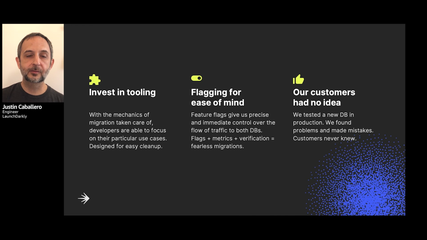We applied flags for peace of mind. Being able to have the flags to control the behavior of your application immediately, plus metrics to see what it's doing, plus verification to see that you're getting the same results from A or B, removes a lot of fear from the process and lets you make these changes with confidence. So we were able to do migrations in production, essentially testing them in production. We found problems, of course, we made some mistakes and we fixed them as we iterated, but the main point is that no customers noticed that we were doing this. And we were able to shield them from the work that we were doing.